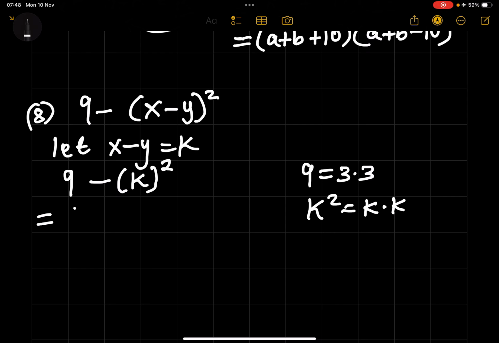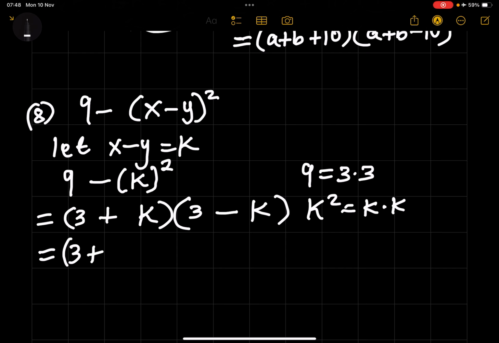Then this is a difference of two squares indeed. So the 9 breaks into 3 and 3. The k squared breaks into k and k. Then we have a plus and a minus. Now we're going to say 3, and we substitute the k back. Remember, k is x minus y. Then you have 3 minus.